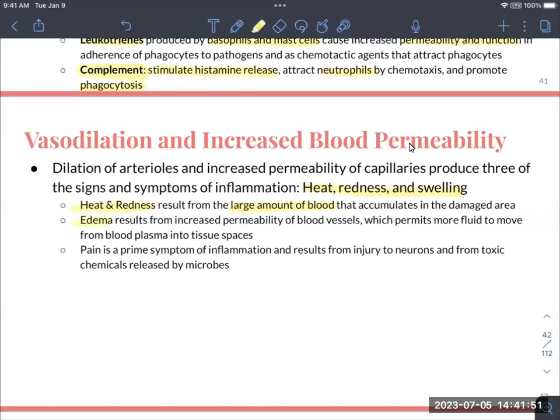We get that swelling, or what is known as edema. That edema is bringing more and more fluid to that area. And it's because of all of the blood vessels that have increased their permeability. So that fluid is now leaving the bloodstream. Pain, we can experience pain. And it's because we could have injury to neurons. It could be from toxic chemicals that those microbes that have gotten into our system are releasing.